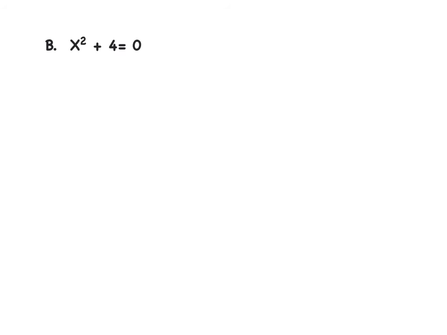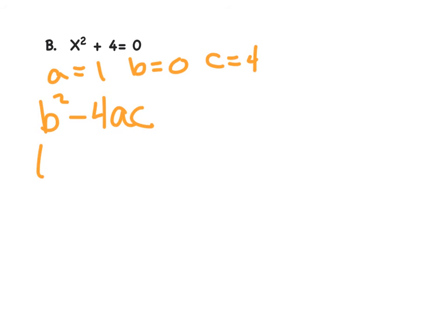All right, same rules. x squared plus 4 equals 0. So let's go get our discriminant. a equals 1, b is not there, so b equals 0, and c equals 4. Remember, it's just the part under the radical, b squared minus 4ac. So I'm going to say 0 squared minus 4 times 1 times 4. Notice I'm going to get -16.